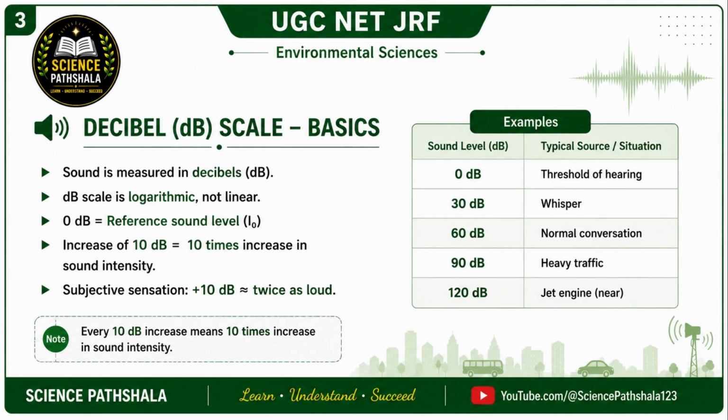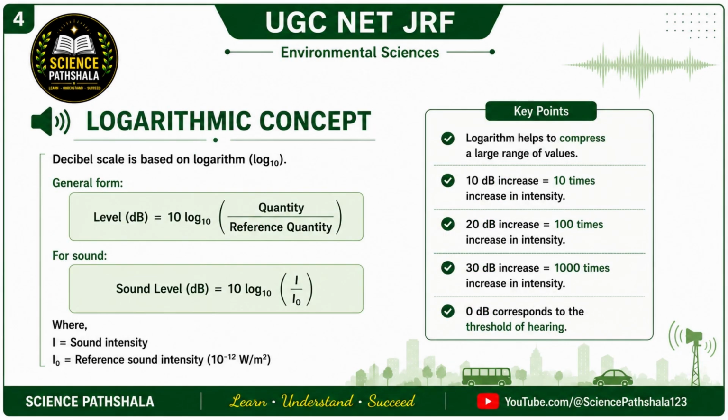However, from human perception, a 10 dB increase feels approximately twice as loud, but that's not the case. For example, 30 decibel may represent whispering, 60 decibel normal conversation, 90 decibel heavy traffic, and around 120 decibel may occur near a jet engine. Always remember, every 10 dB increase represents a tenfold increase in sound intensity. So now next is logarithmic concept.